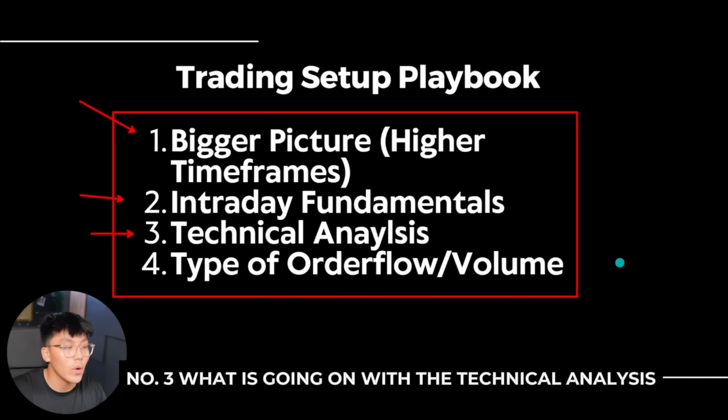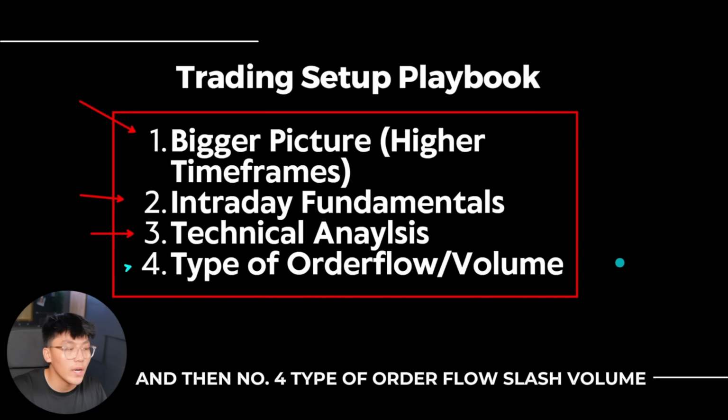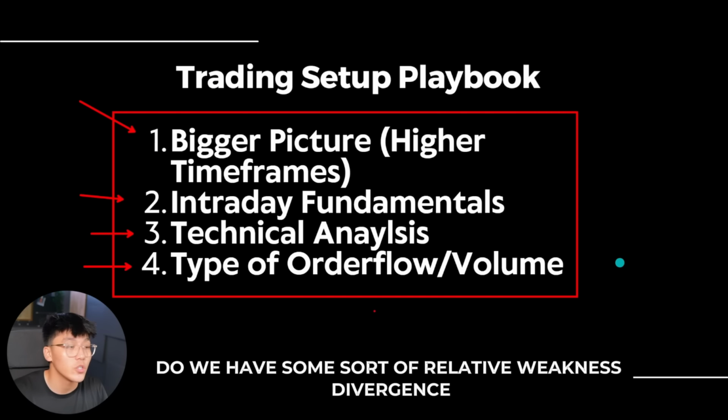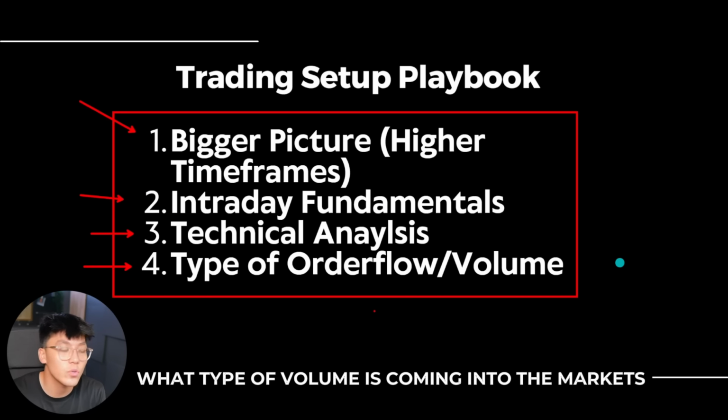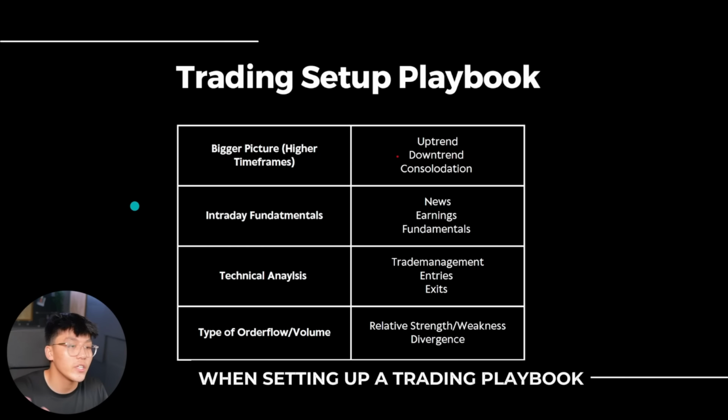Number 3, what is going on with the technical analysis? What type of setup do we have forming intraday? And then number 4, type of order flow and volume. Do we have some sort of relative strength? Do we have some sort of relative weakness, divergence? What type of volume is coming into the markets? So these are some of the questions that you just have to ask yourself when setting up a trading playbook.